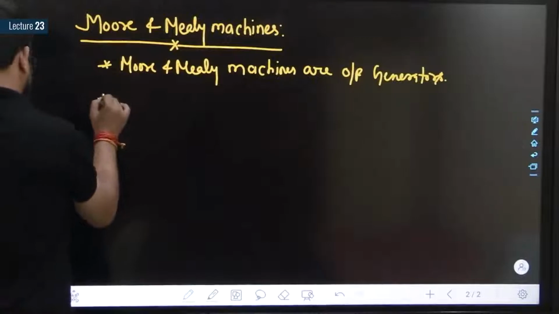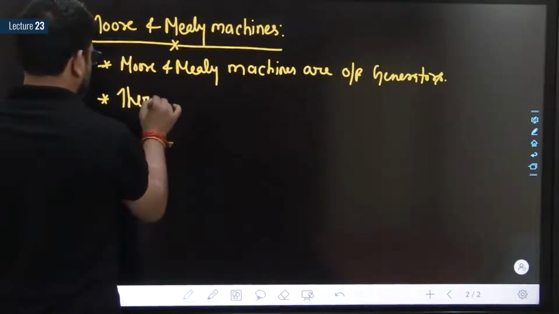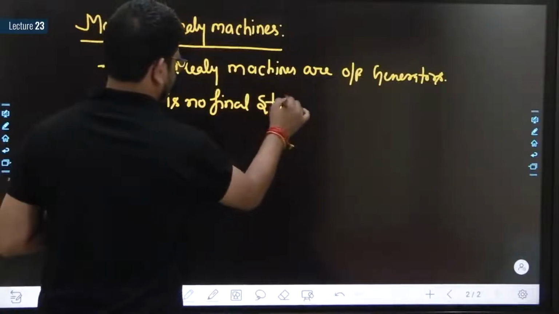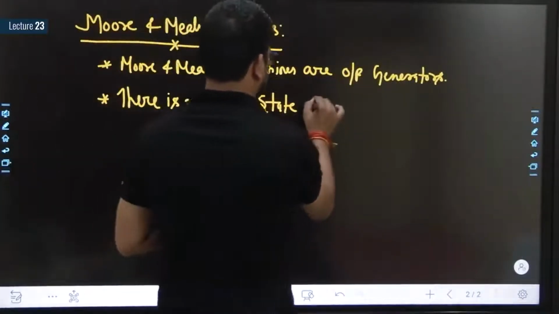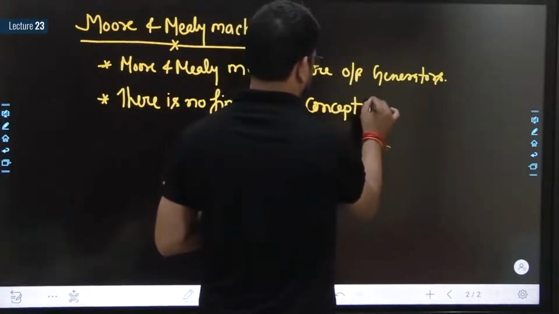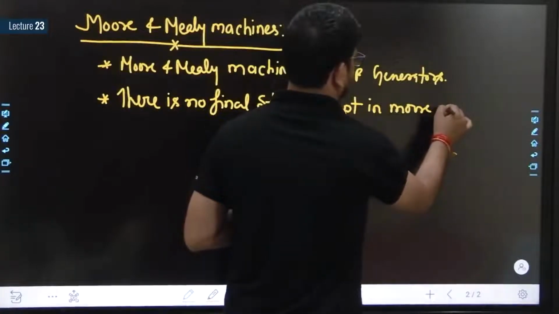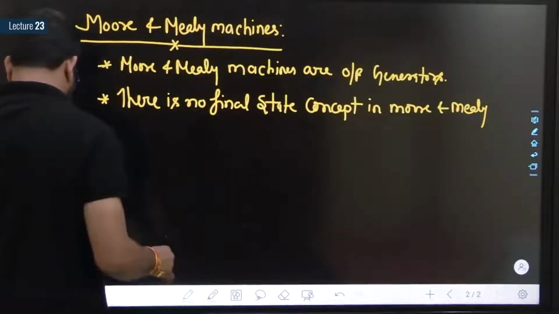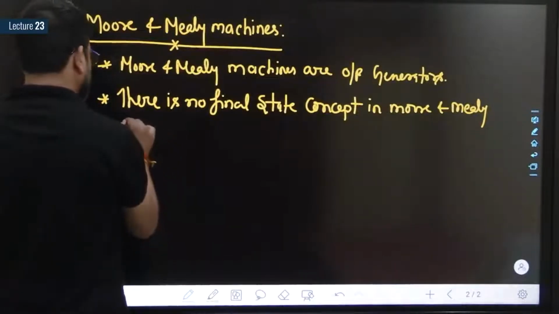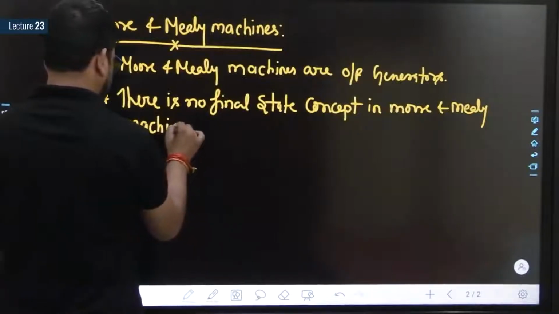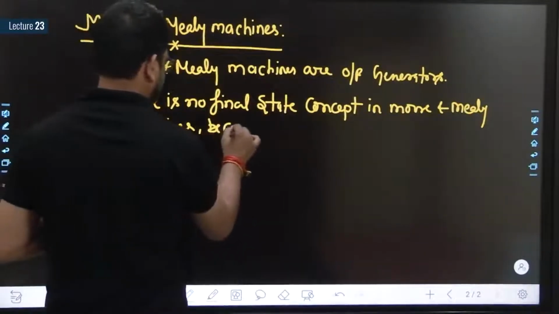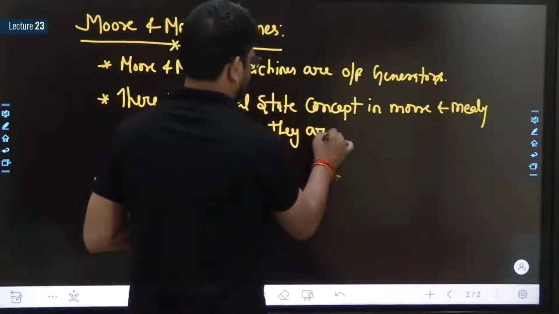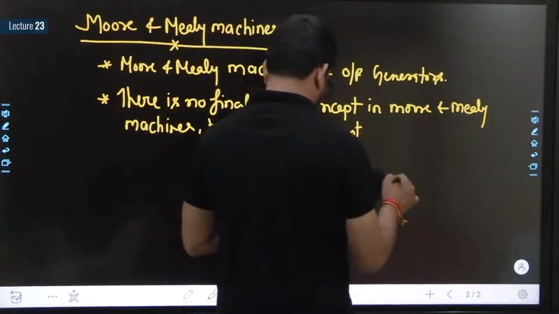That's why there is no final state concept in Moore machine and Mealy machine. Clear? Moore and Mealy machine, because they are not recognizing any language.